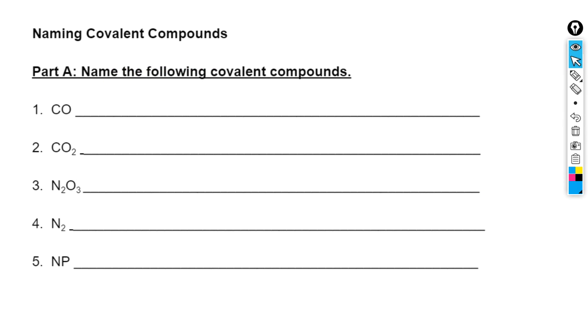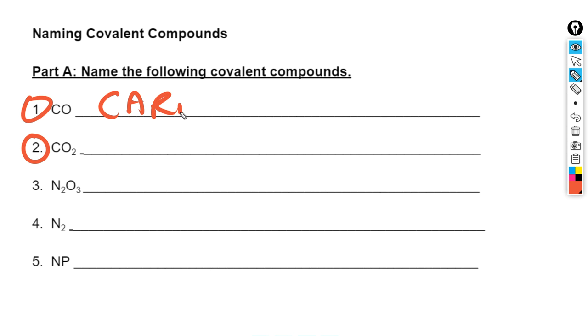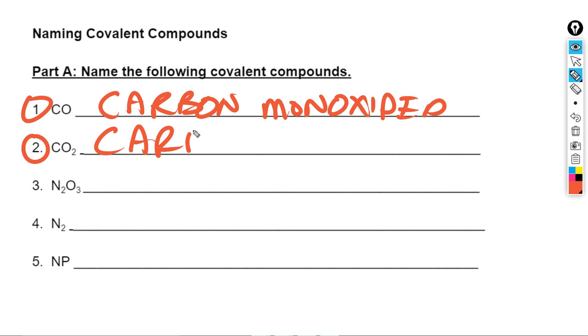So you've got some practice problems to do now. I'm going to do the first few with you. Let's try some. We've already done these two, actually. This is carbon monoxide and carbon dioxide. Carbon, we've got our 2 for di, oxide.